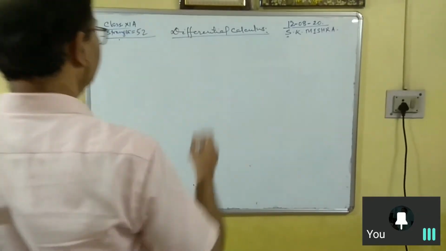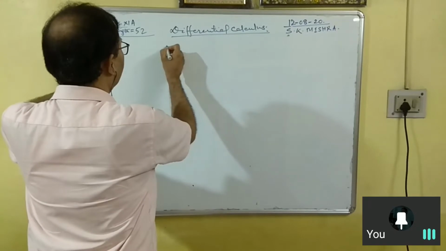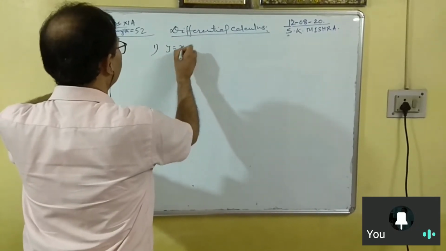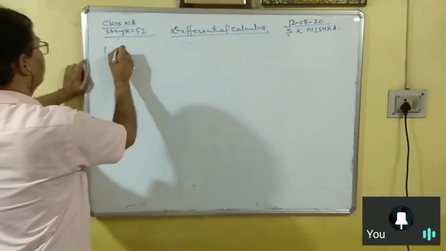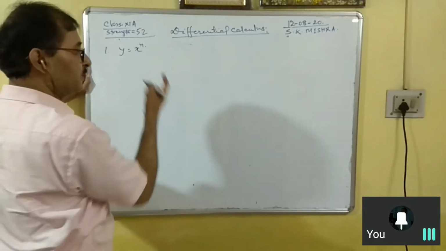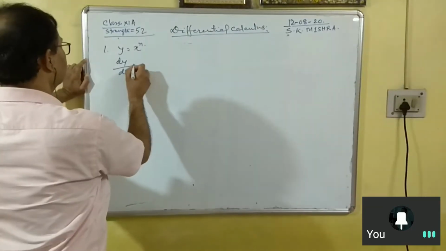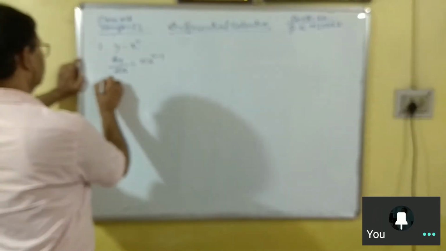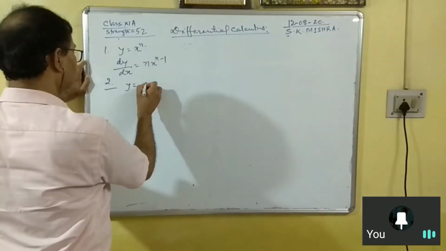I will tell you. Now, in differential calculus, if you write the formula, the first one is y is equal to x raised to n. I am writing the formulas one by one here. Recall your memory. Yesterday we proved that dy by dx is n x raised to n minus 1.